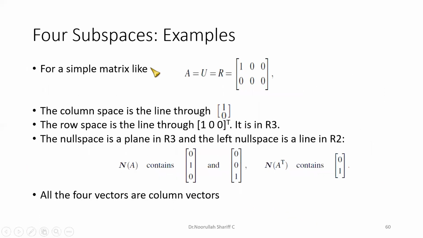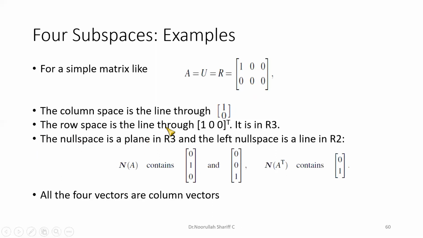Let us take an example of the four subspaces. An example is A equal to U equal to R, with the matrix 1, 0, 0 in the first row and 0, 0, 0 in the second row, as shown here. So the column space is the line passing through (1, 0), because the others are 0, 0. We have three columns, and only the first column has the pivot variable, and therefore the column space is the line through only this (1, 0). The others are 0, 0, hence they do not contribute anything.